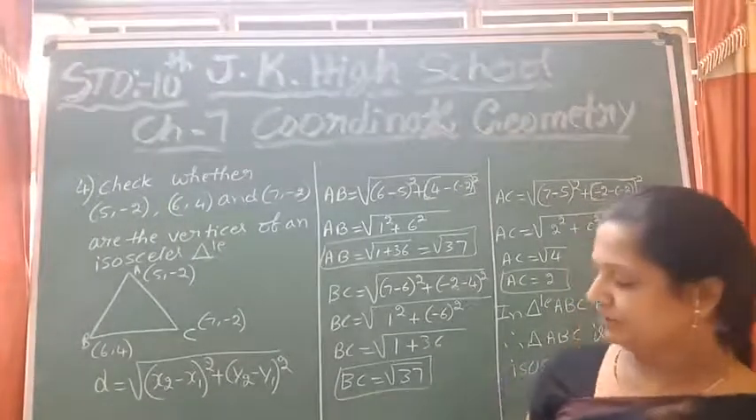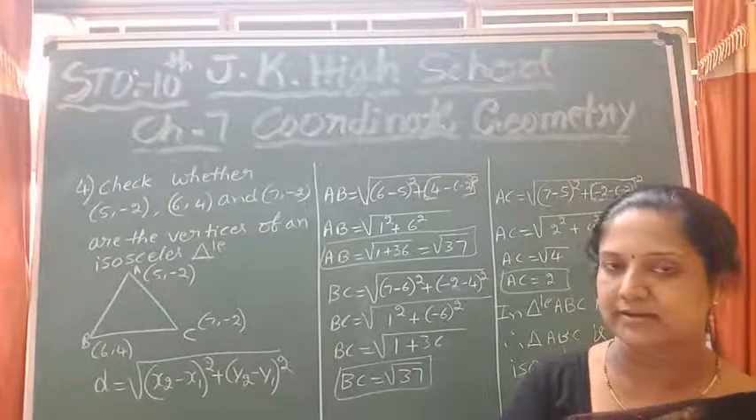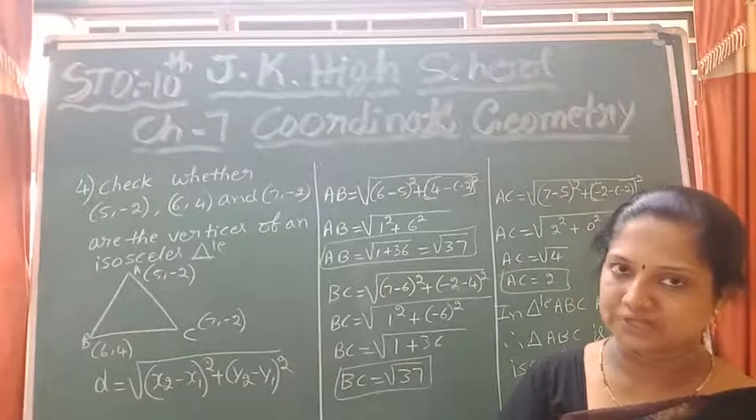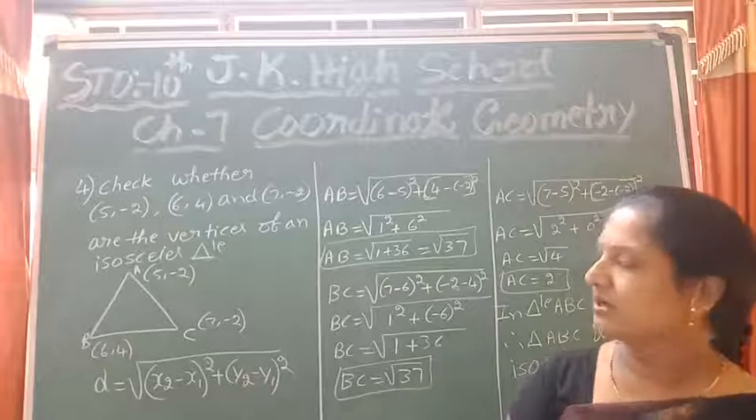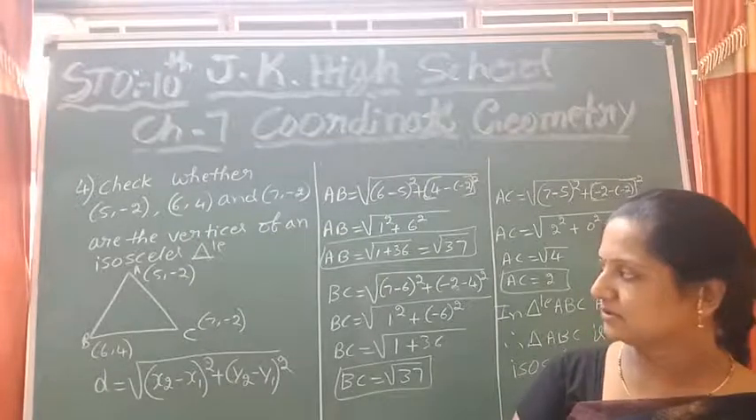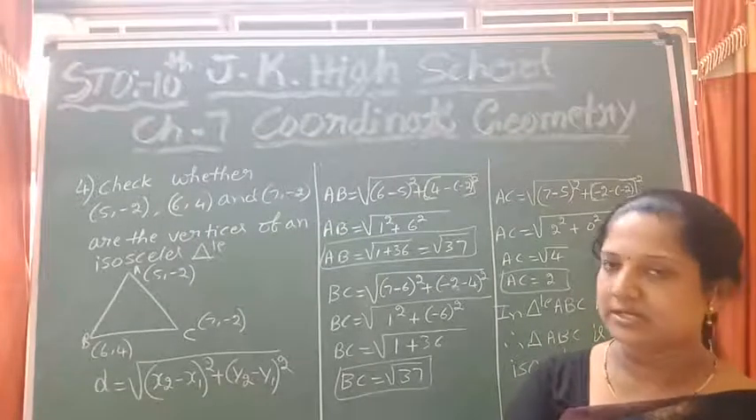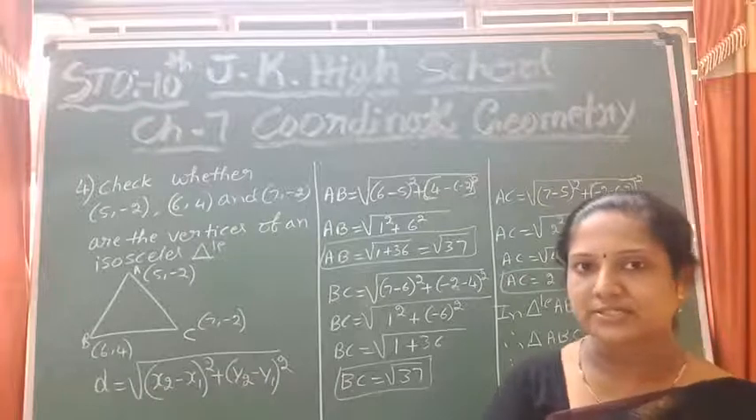Okay, write down. We should know the property of an isosceles triangle. By using the distance formula, we can check whether those 3 coordinates, those points, form the vertices of an isosceles triangle or not. In this way, we can check. Okay, children, write down.